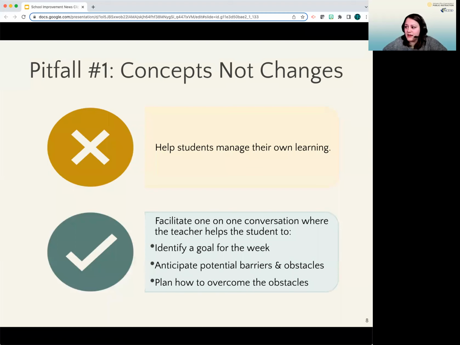One pitfall we see a lot is that people rely on concepts and aren't specific enough to lead to actionable change ideas. Concepts aren't measurable usually. So an example might be, we see implement SEL curriculum or implement PBIS, and you want to get more specific than that. If you're implementing an SEL curriculum, what will you do? What are the expectations? And get as specific as possible.